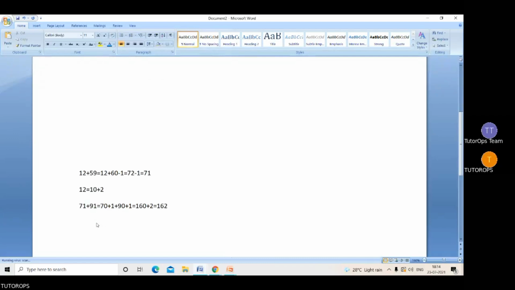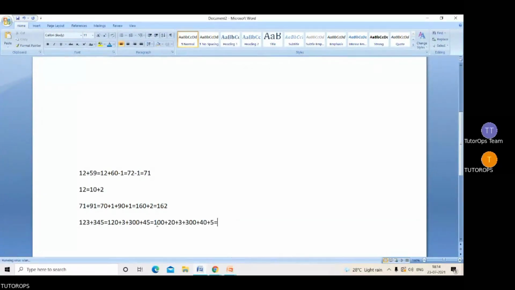So let me take another complex example of this. 123 plus 345. Let me break 123 as 120 plus 3 plus 300 plus 45. We may further break 120 as 100 plus 20 plus 3 plus 300 as it is plus 40 plus 5. Now we may count the number of tens.